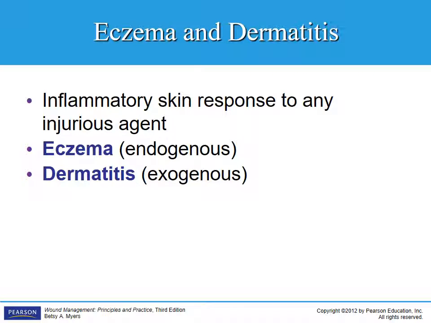Two types of dermatological eruptions that we need to talk about are eczema and dermatitis. They're an inflammatory skin response to any injurious agent. Eczema is endogenous, meaning that it's coming from inside the body. Dermatitis is exogenous, meaning it's happening because of something on the skin, outside the skin itself.